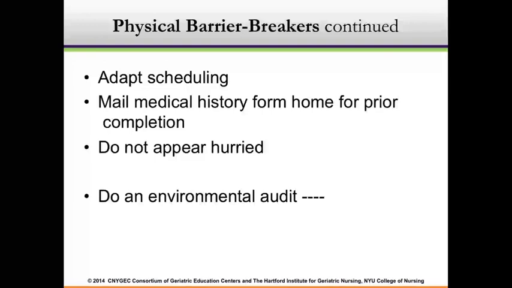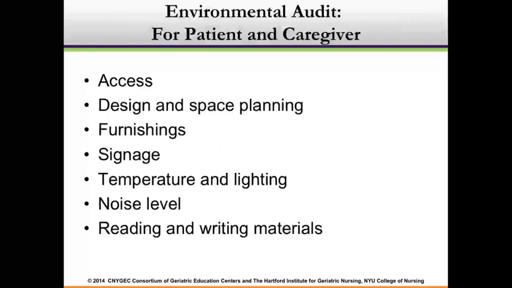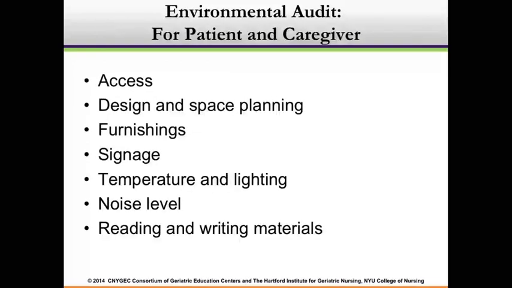And just a quick note on taking an environmental audit. This is looking at what's going on in the environment, in the waiting rooms and in your clinical encounter spaces, and looking at what's happening with access, design, and space planning. Can two people fit down an aisle? You really need to have at least enough space for two people, because either someone will be escorting the older adult, or they will be coming with a caregiver, or they will have a walker or a cane, and they just need more space. Furnishings need to have chairs.